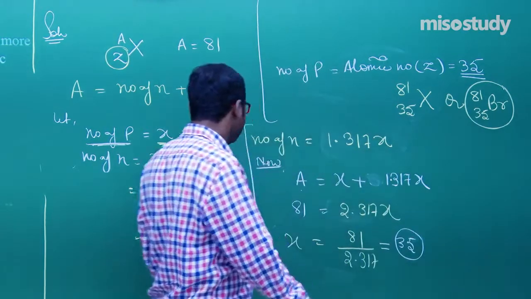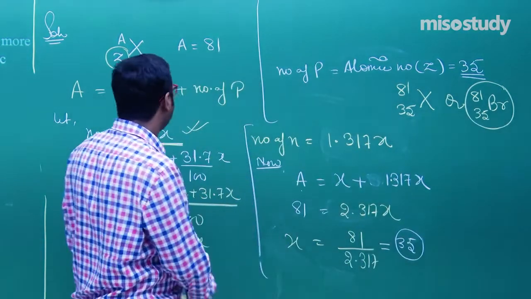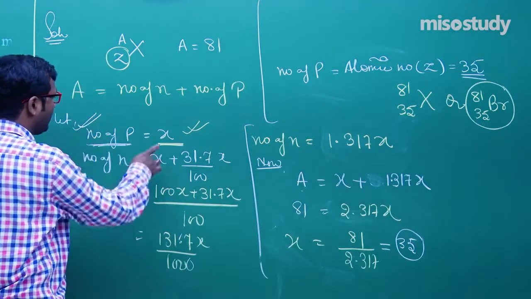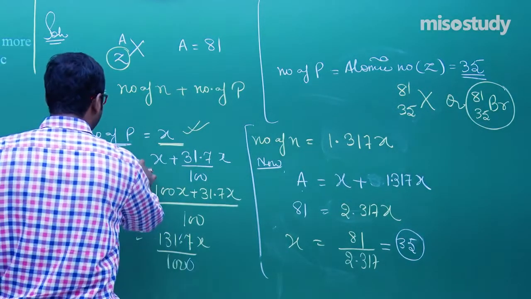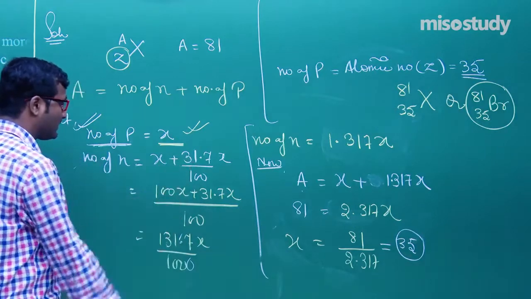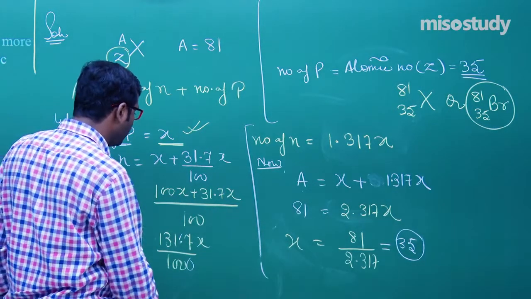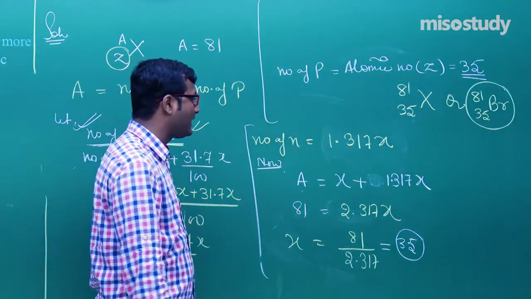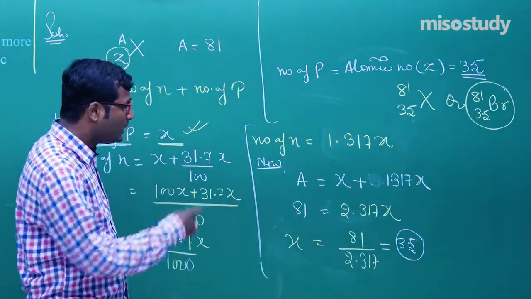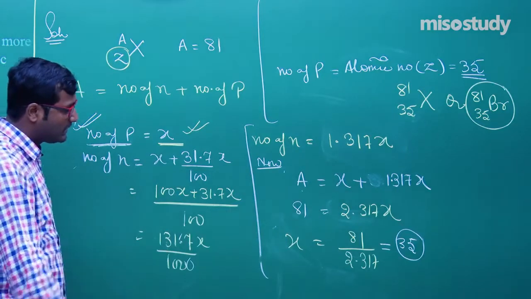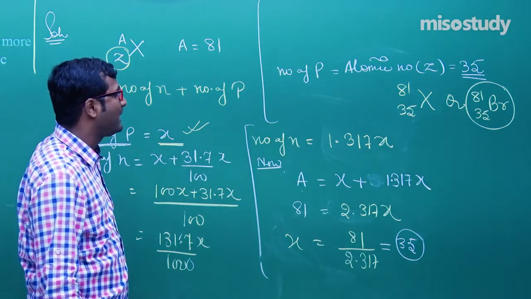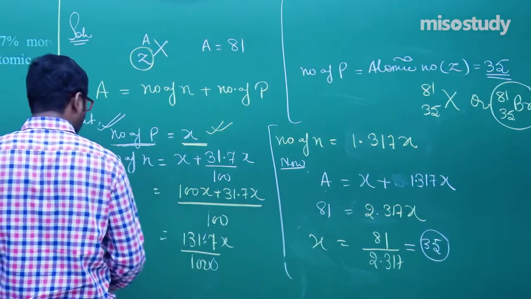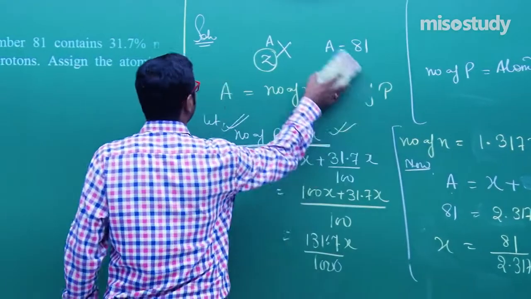Clear to you? Still if you have any doubt, you can easily approach me. This is the perfect answer. Number of protons is equal to X, and number of neutrons is equal to X plus 1.317X, that is 2.317X. It will give you around 35. So the answer is bromine. Clear to you? I think now you can easily solve such kind of questions.